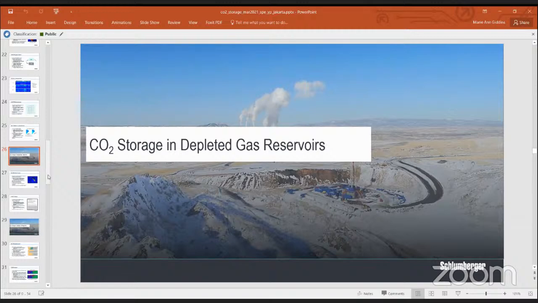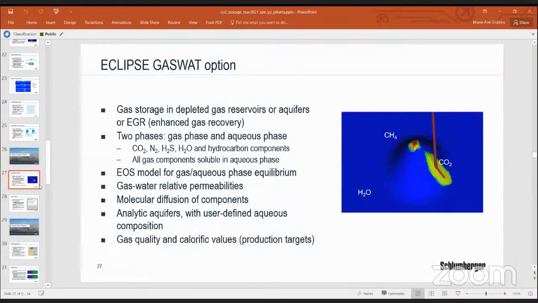Now I'll talk about CO2 storage in depleted gas reservoirs. So we have a special option for depleted gas reservoirs called GASWAT. This uses a different formulation compared to CO2STORE. It's been designed for gas storage in depleted gas reservoirs or aquifers, or possibly for enhanced gas recovery. Here we consider just two phases, the gas and the aqueous phase. We have any number of hydrocarbon components plus CO2, nitrogen, H2S and water. And any of the gas components can be soluble in the aqueous phase.